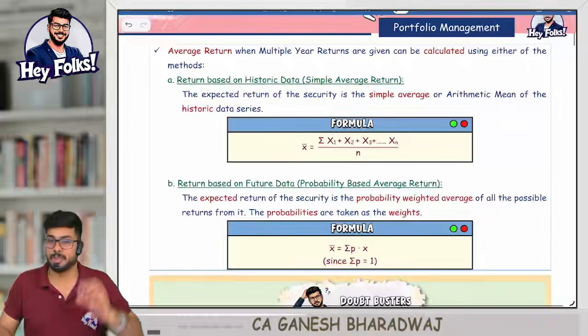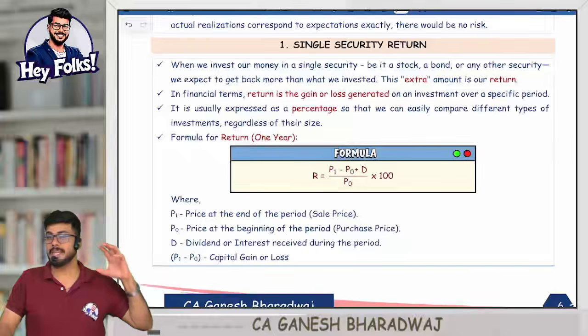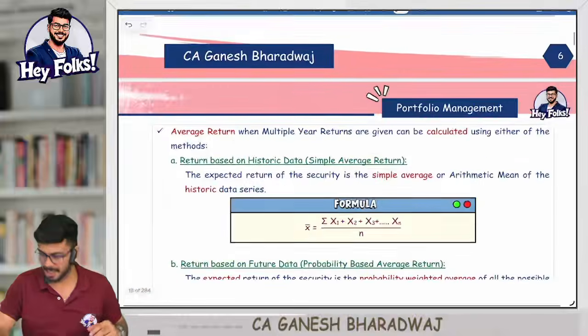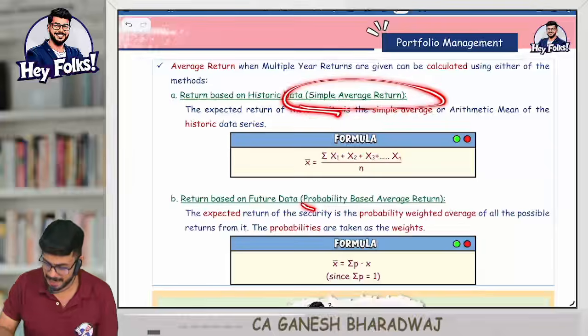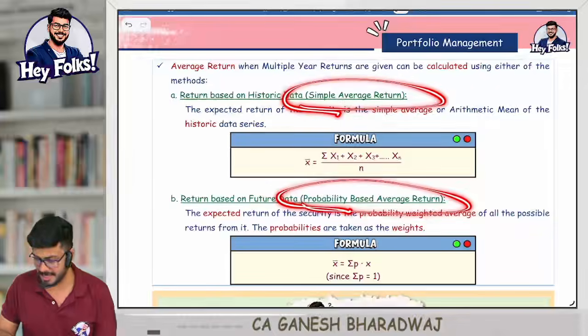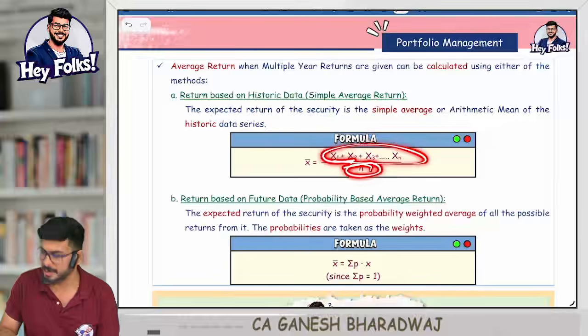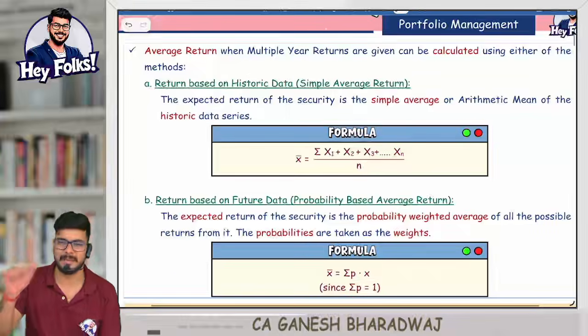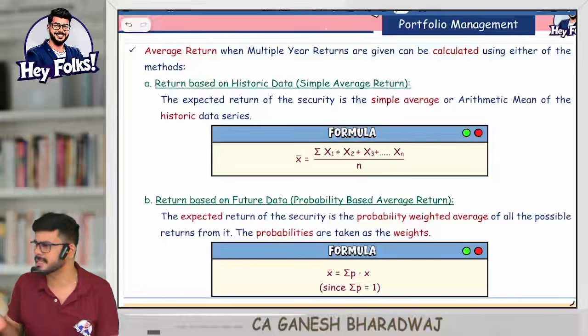And this is for calculating each year's return. Now, if you have year-wise multiple year data, how do you calculate the expected return? Either using simple average or using probability-based weighted average. Simple average, how will you do it? Sum of all the year returns divided by the number of years. So this is the formula: sigma, x1 plus x2 plus x3 plus whatever, divided by the total number of years. Is this clear? This is what we've seen.